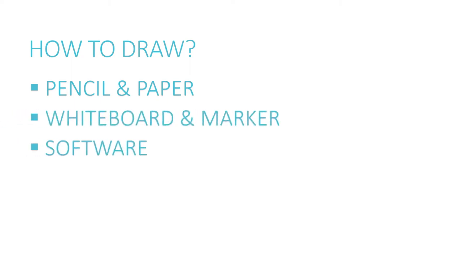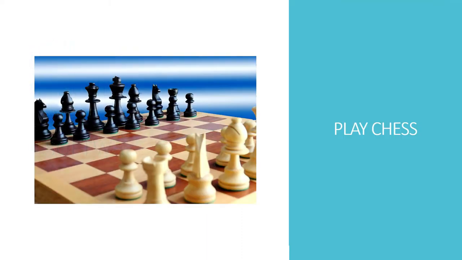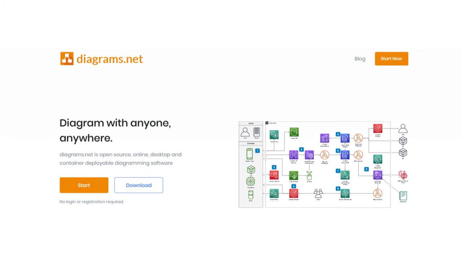How to draw a flowchart? It can be drawn with pencil and paper, or whiteboard and marker, or any software which has a drawing feature. Now, let's draw a flowchart of playing chess using a free drawing software called diagrams.net.